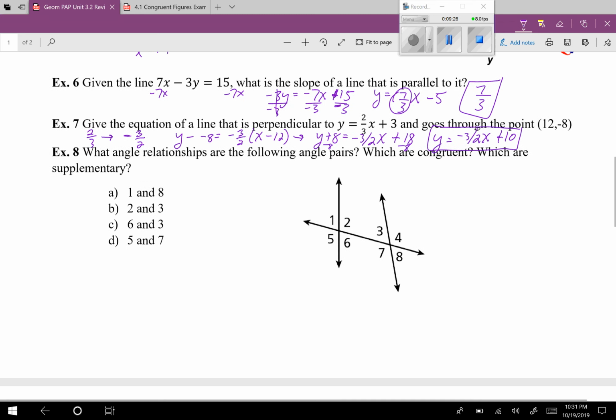Okay, next one. It says, what angle relationships are the following angle pairs? Which are congruent, which are supplementary? So 1 and 8, they are congruent, and they are alternate exterior.